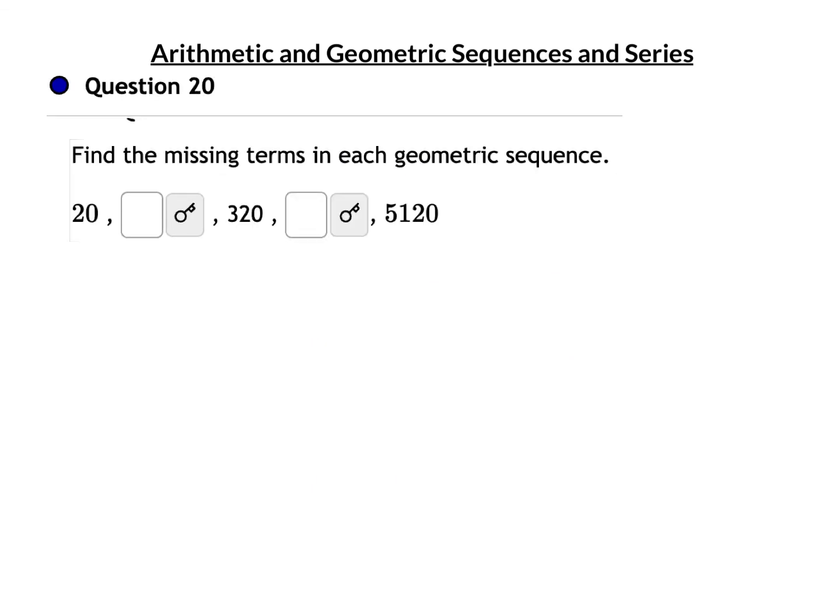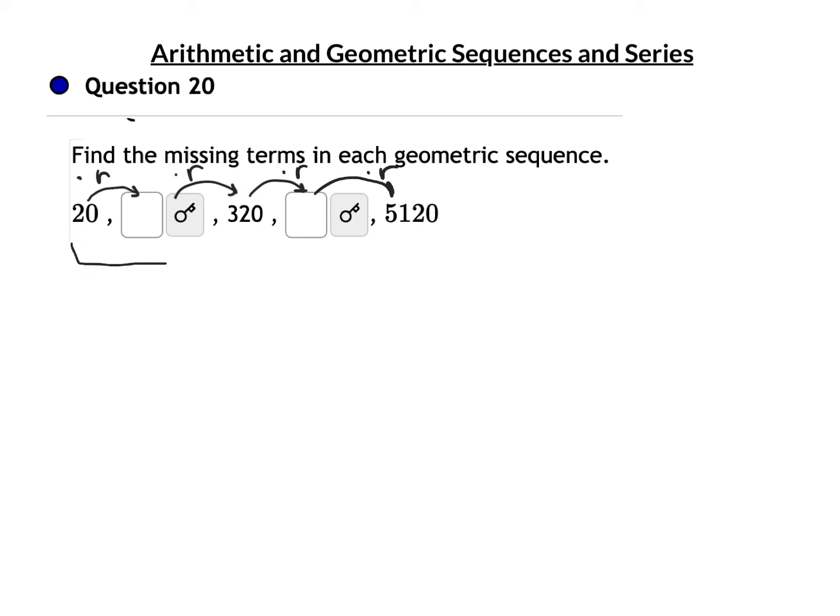Question 20. There are a couple ways we could do this. If you're paying attention in the teaching part of the video, you might have learned one of them. The first thing we're going to do, though, is what we did in question 18. To get from 20 to the next number, I multiply by the common ratio, r. r is not the rate here, it's the common ratio. Then I multiply by r again to get to 320, and then by r again to get to the next term, and then one more time to get to 5,120.